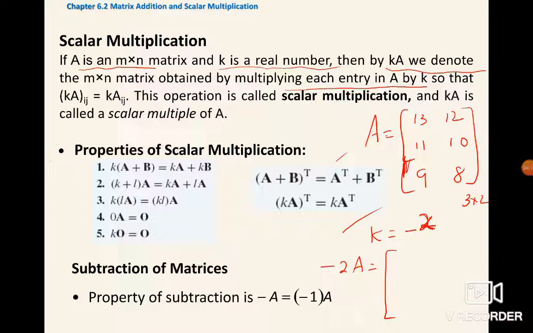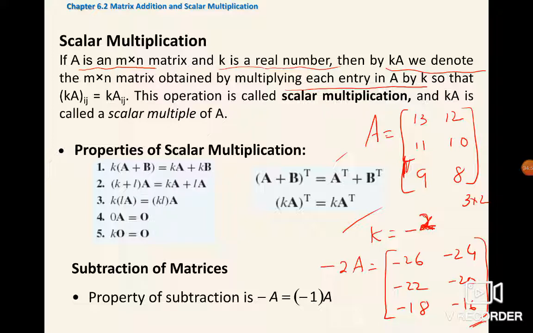That's it. Negative 2 into 13, negative 26. Negative 2 into 12, negative 24. Negative 2 into 11, negative 22, negative 20, negative 18, negative 16. So all the entries have been multiplied by negative 2, and we got a new matrix. Okay, this is the way to multiply.